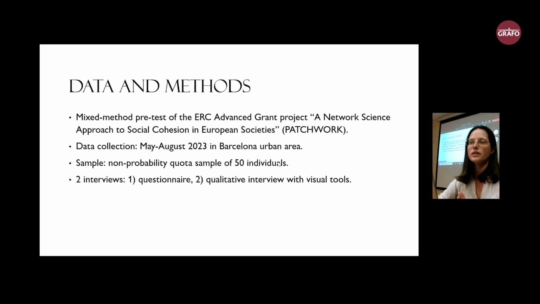The first one was a questionnaire to collect quantitative data on the participants' individual characteristics and on the network of this person. So this is how we collected the list of alters that I was mentioning, and not only the names, but some characteristics of these people that are part of the network of the participant. And then in the second encounter, we did a retest for the questionnaire, and then we conducted a qualitative interview where the visual tools were embedded.